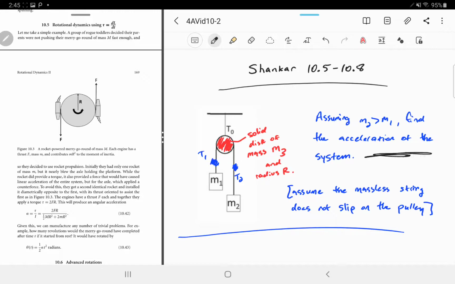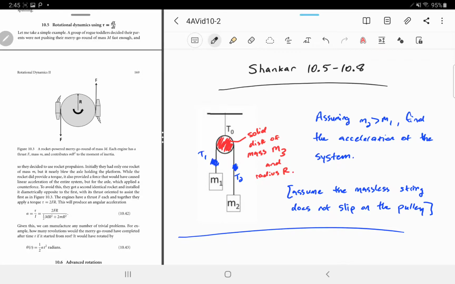Here we're just asked for the acceleration of the system, but hopefully in the process of setting up the equations you'll see how you could solve for T1 and T2 as well. It gets a little bit more algebraically messy, that's why we didn't solve for them. Okay, so that'll be the first half of the video.